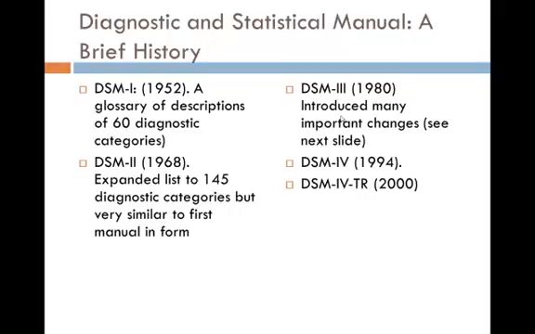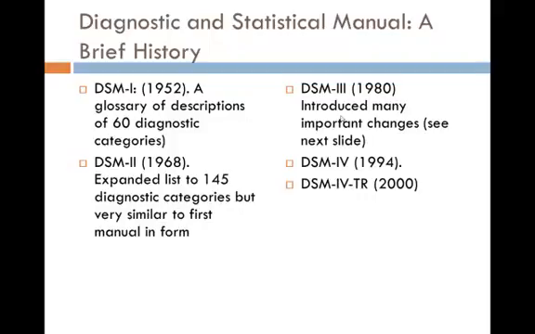Several years later, in 1980, there was the expanded version of the DSM, and the DSM-3 was introduced, and it had many important changes that we'll be discussing further in the next slide. But then in 1994 was the DSM-4, and then in 2000 there were revisions to the DSM-4. Currently, they're working on the DSM-5, which is expected to come out in the year 2013.